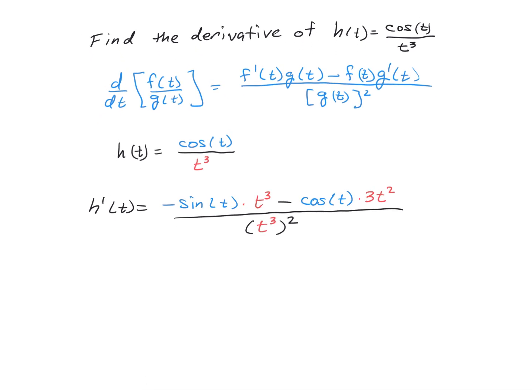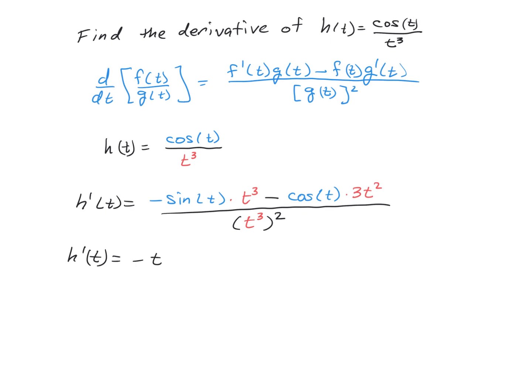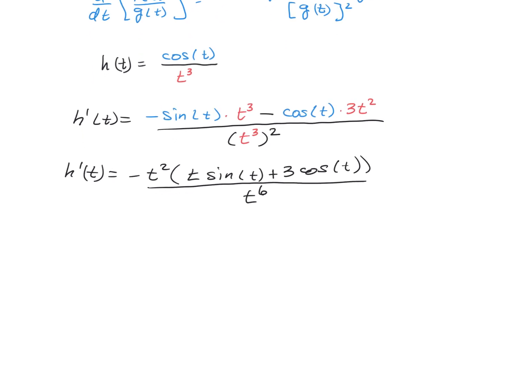All right, so from there, we can now start simplifying this down. In doing so, we will notice that we can factor out a negative and a t squared from our numerator. So that's negative t squared times the quantity t times the sine of t plus 3 times the cosine of t. And our denominator is t to the 6th using our rules of exponents.